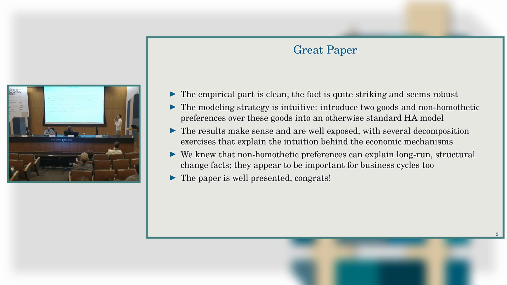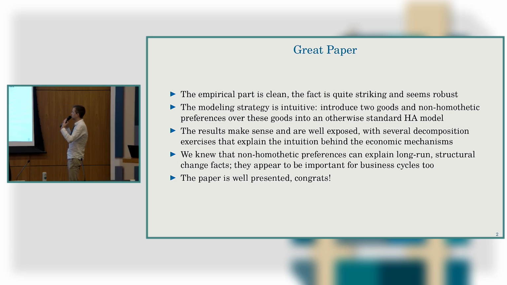The empirical part is clean. The fact is quite striking, I believe. It seems robust. And then it makes sense, so it's pretty intuitive to go from the fact to the model. How can we match this fact? We have non-homothetic preferences with luxuries and necessities. The results all make sense. You manage to match the fact. He takes effort to explain the intuitions by running several decomposition exercises.